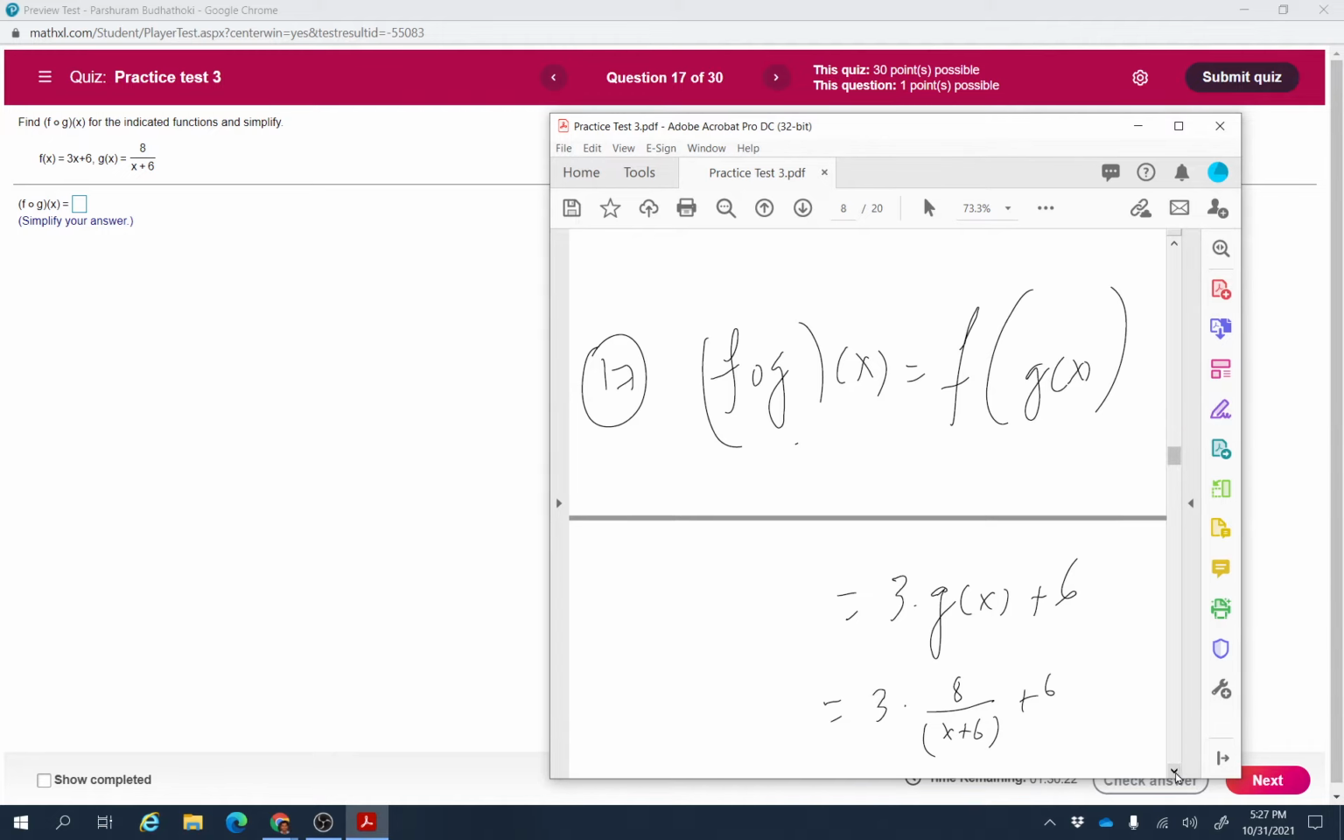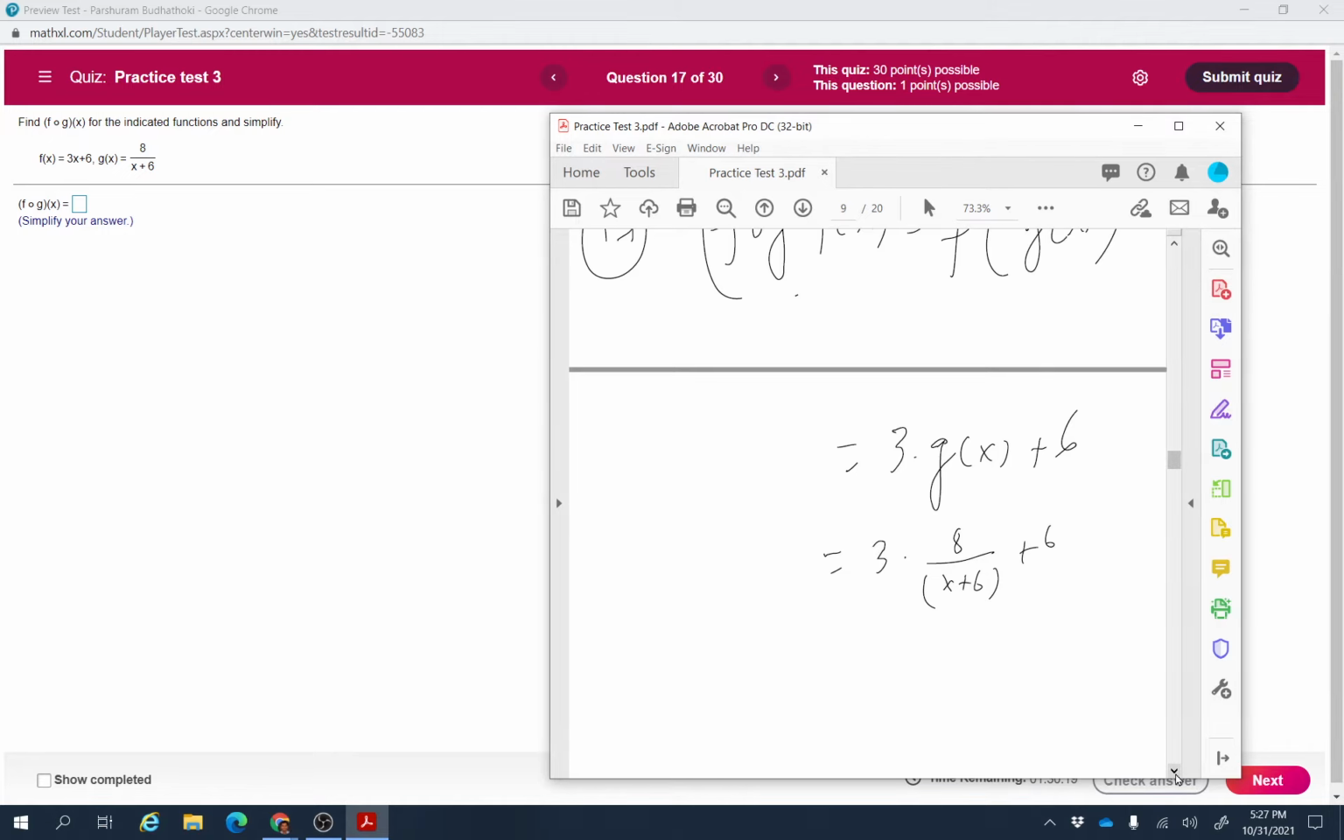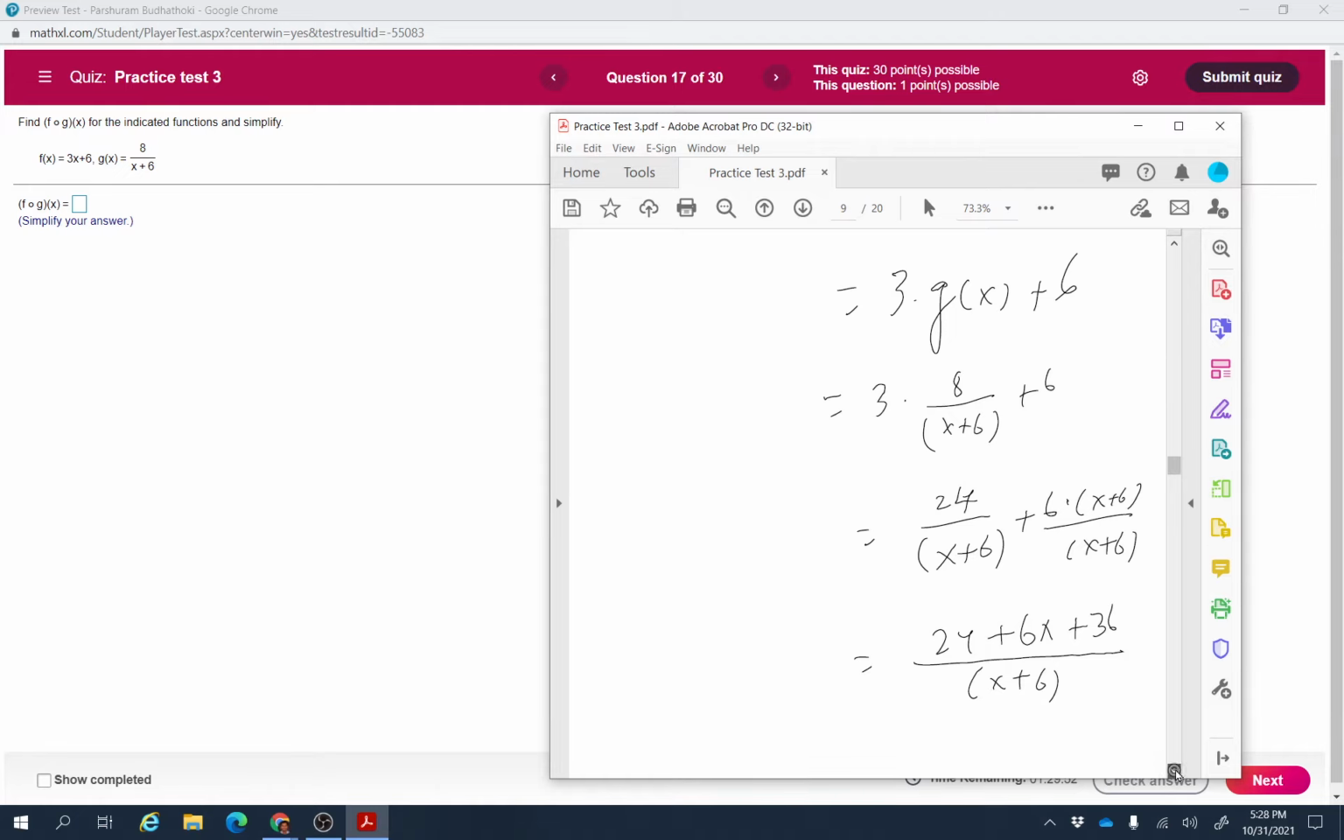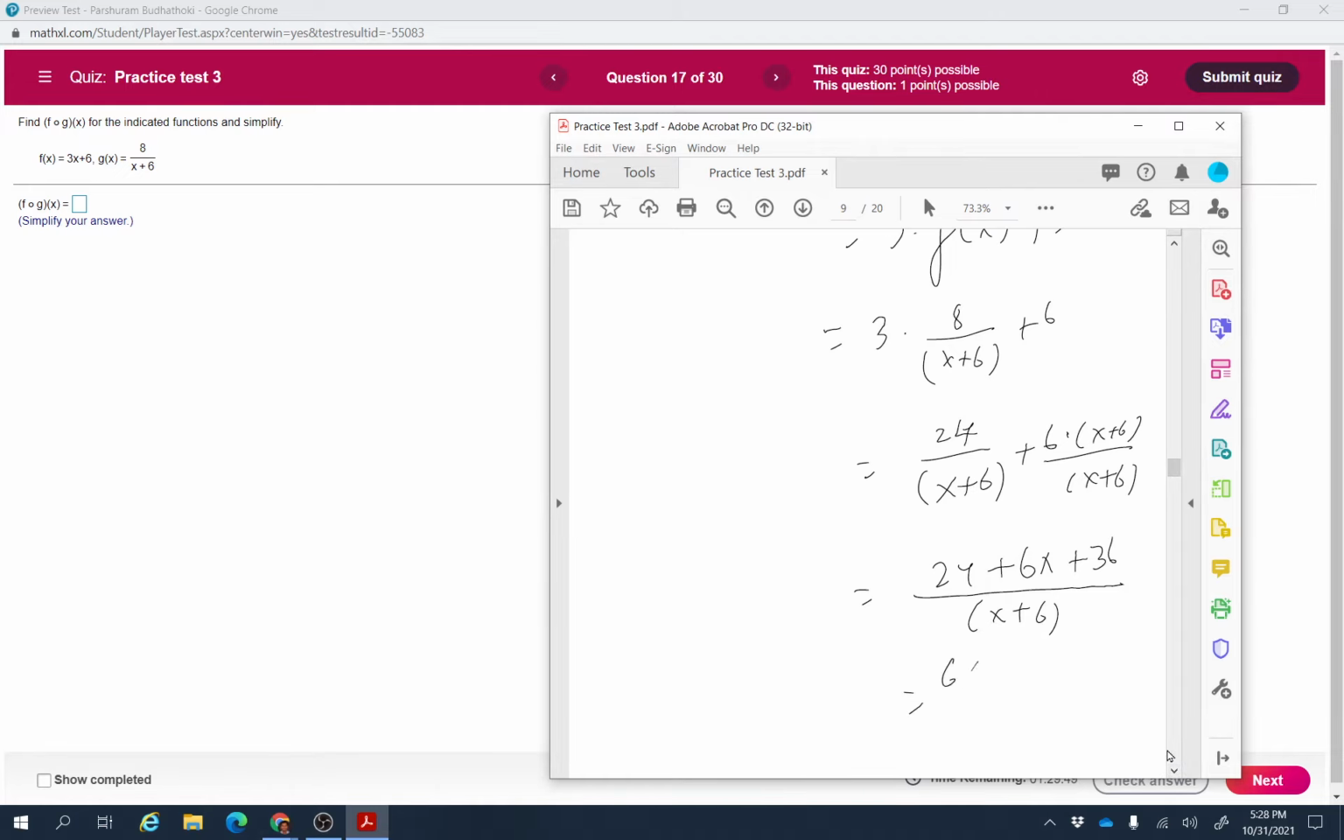So that will give us 8 times 3 is 24 over x plus 6, plus 6. Because we need to simplify our answer, we can add these by making the same denominator. So we can make this 6 as x plus 6 over x plus 6, and then make one denominator x plus 6. On the top there will be 24 plus 6 times x is 6x, plus 6 times 6 is 36. So that will give us 6x plus 24 plus 36 is 60 over x plus 6.